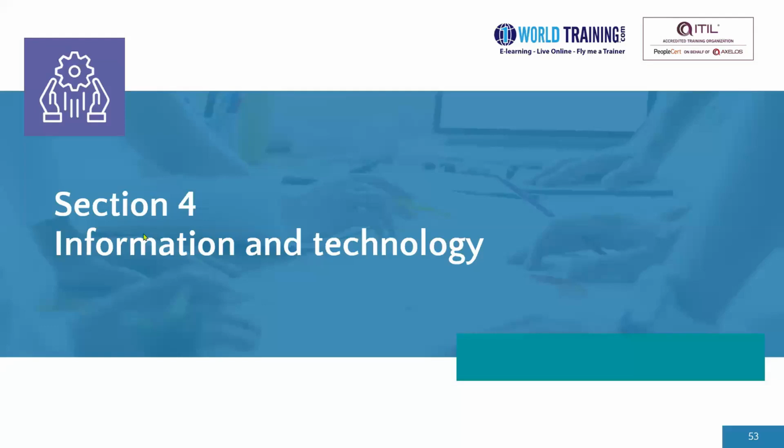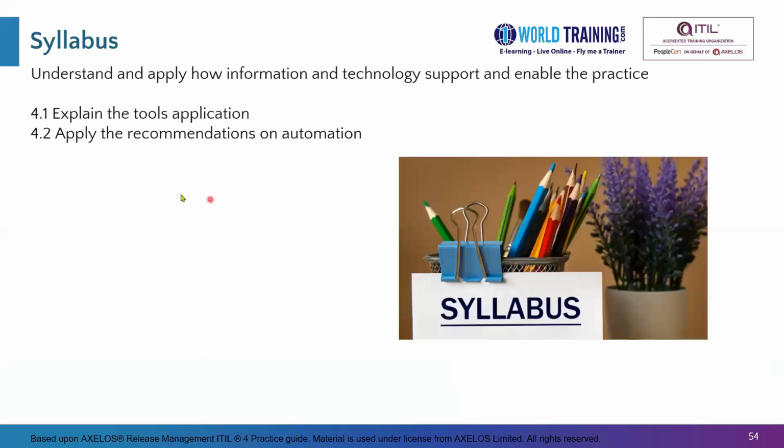We are in section 4, the information and technology dimension for the release management practice. The syllabus for the exam is to understand and apply how information and technology support and enable the practice. We are going to take a look at the various tools for automation for the activities, and also there are certain recommendations for automation that need to be applied.